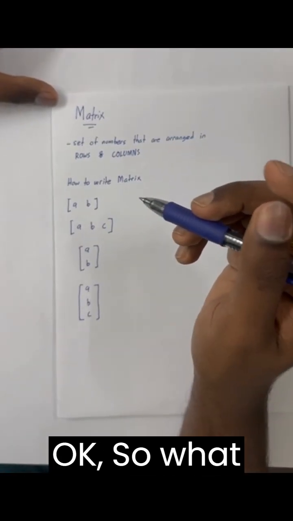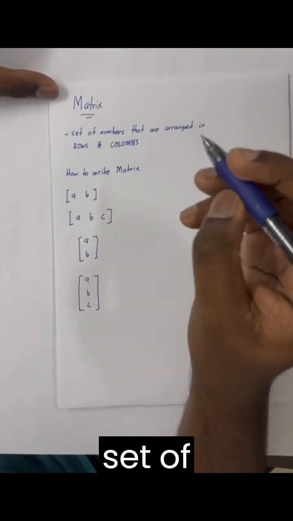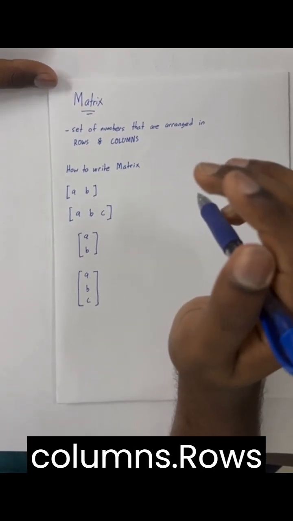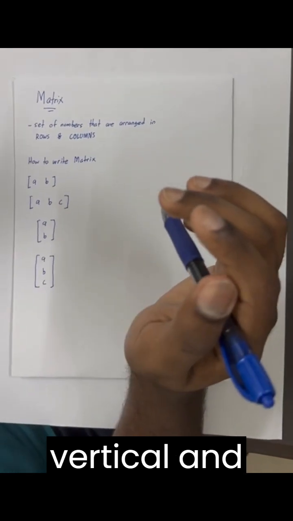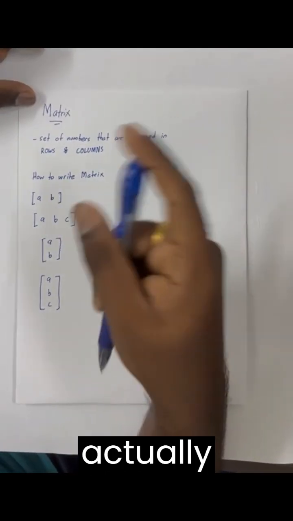Okay, so what is a matrix? A matrix is a set of numbers that are arranged in rows and columns. Rows are horizontal, whereas columns are vertical. And next is, how do we actually write a matrix?